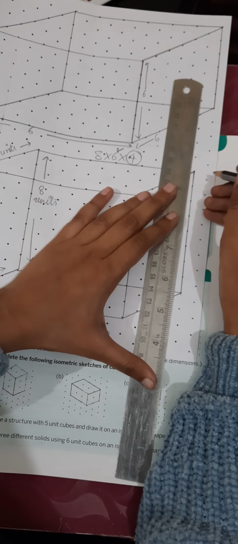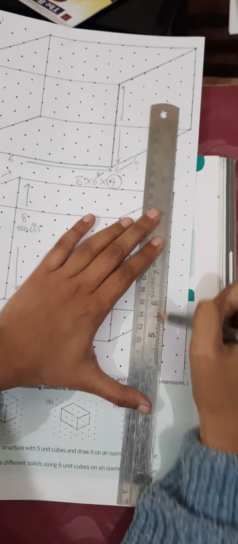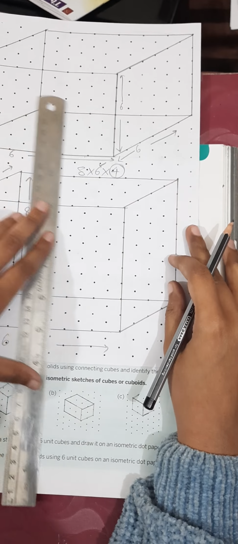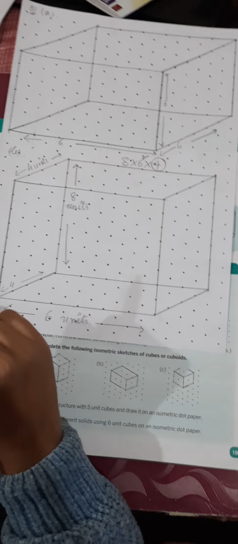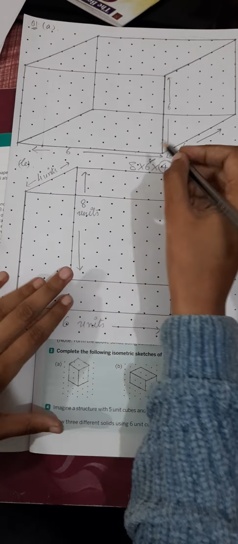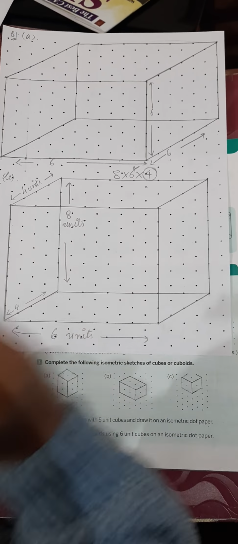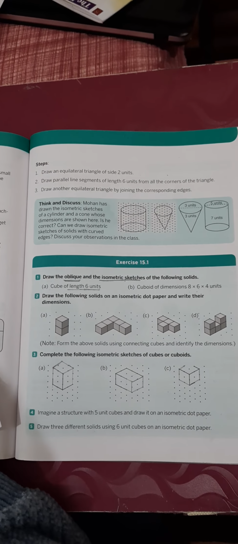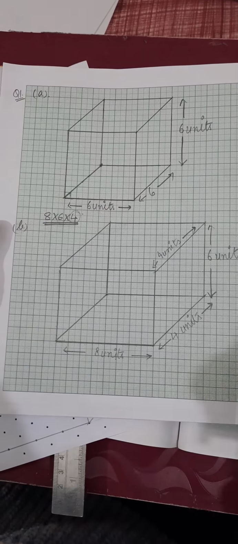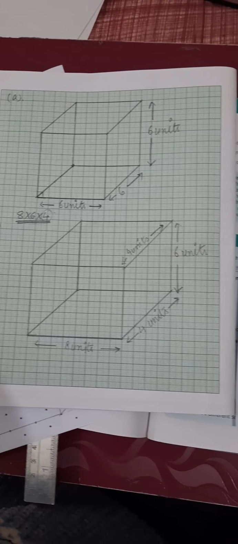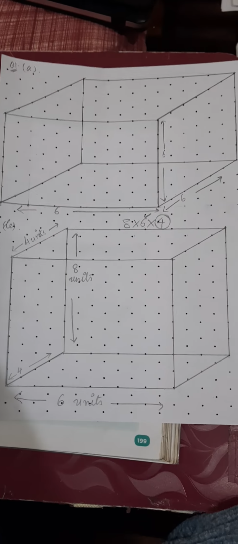This will also be of 6 and since this length is 8, this will be of 8 and this also is going to be of 8 and this is the complete sketch of a cuboid whose dimensions are 8 into 6 into 4 centimeters, right? And this was your question number 1. You can see this question number 1. This is of the oblique sketch and this is of the isometric sketch.